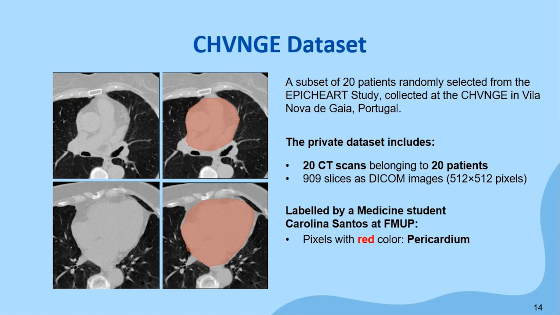The first is a private external dataset collected in the Hospital Center of Gaia that will be used to test our automatic segmentation model. This dataset includes 20 CT scans from 20 patients with a total of 909 slices. All slices were manually segmented by Carolina Santos, a medicine student at the University of Porto, where the red pixels represent the pericardium, as you can see.